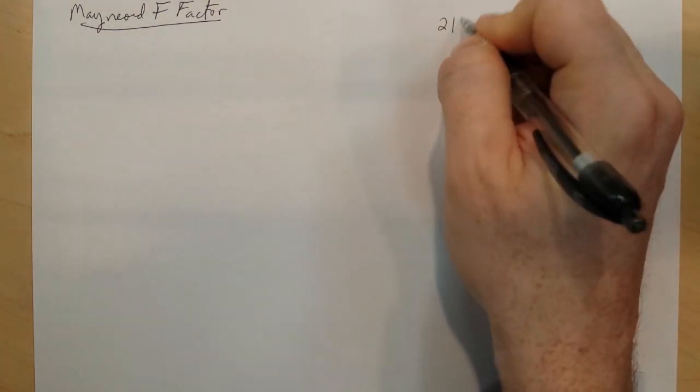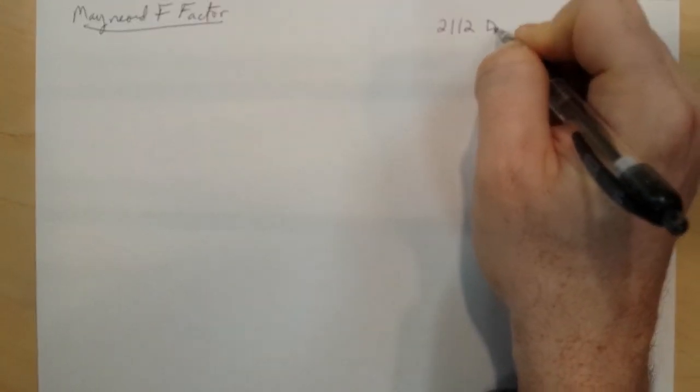So there's a trick, a mnemonic device that I use with the Mayneord F factor, and hopefully you will remember it and be able to use it on your board exams, because you will probably have one or two Mayneord F factor problems. The mnemonic device is 2112 D max before depth. 2112 D max before depth.